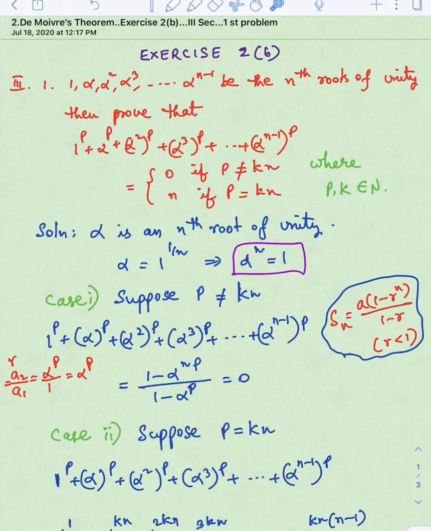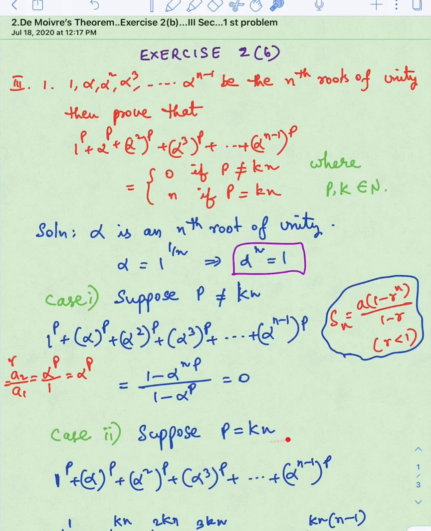Coming back to the step, how did I write 0 here? See, what is alpha power n in the box seen here? Alpha power n is 1, so put 1 in it. 1 power p means 1. 1 minus 1, how much? 0. 0 by anything is 0. So this is the result. Like this we get the first case.